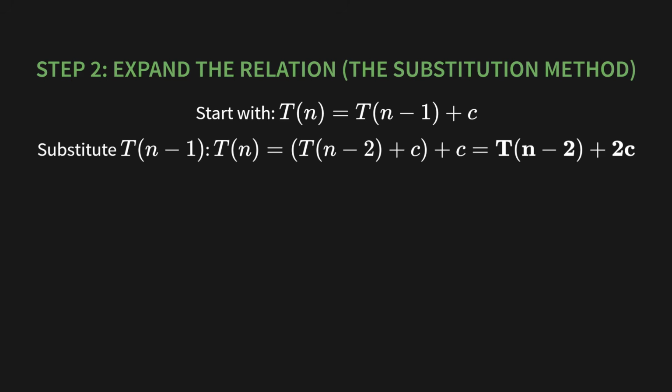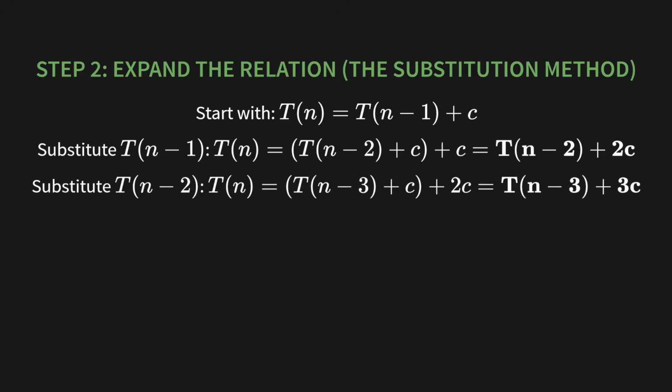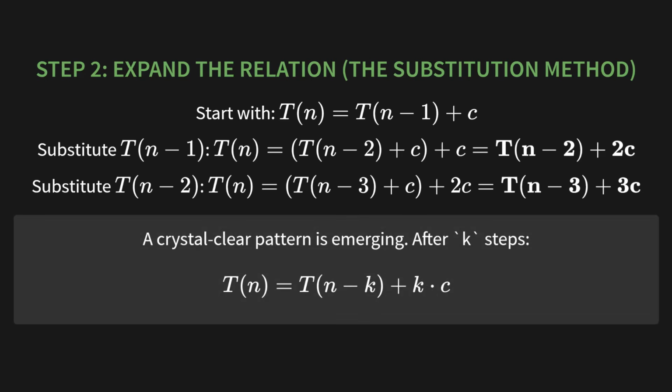Let's do it again. We substitute for T of n minus 2. That gives us T of n minus 3 plus c, plus the 2c we already had, which equals T of n minus 3 plus 3c. A crystal clear pattern is emerging. After k steps of this expansion, we're going to get T of n equals T of n minus k plus k times c.